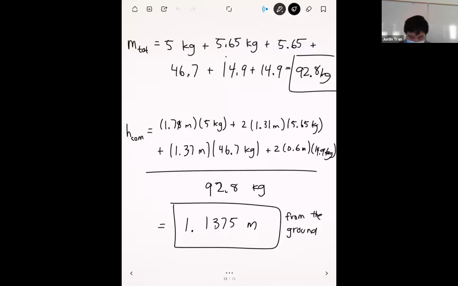Okay, let me give you some trivia and some data. For an average person, the center of mass is approximately 57% of their total height.